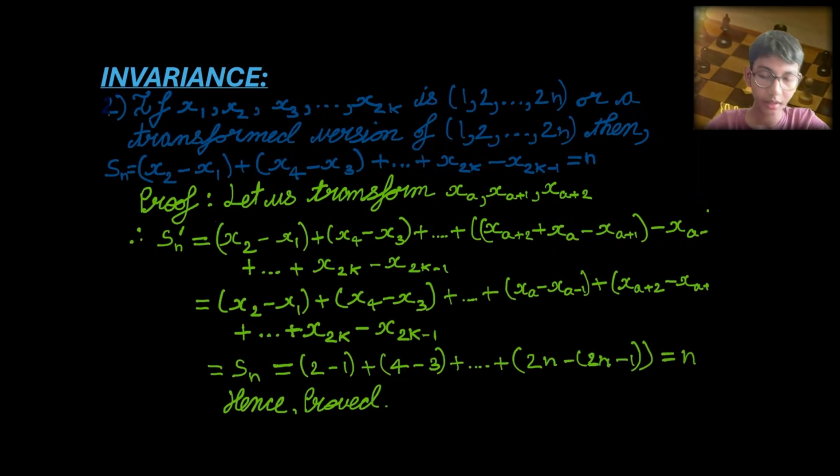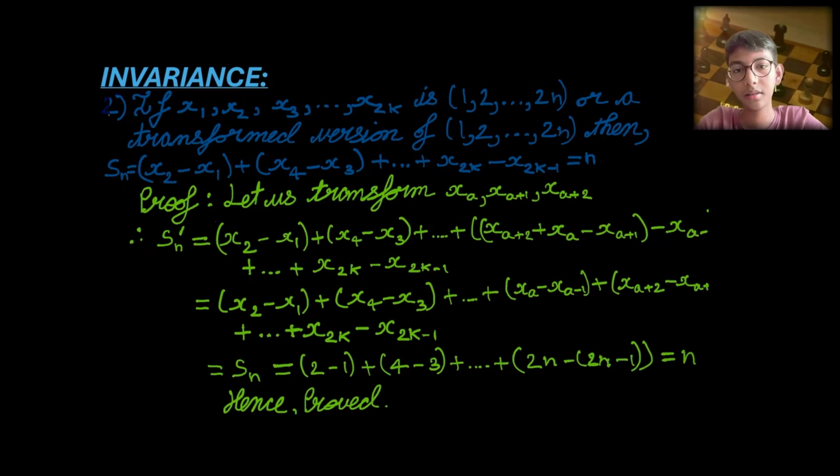The second invariant is that if x1, x2 till x2k are the numbers present in the sequence, then Sn equals x2 minus x1 plus x4 minus x3, and so on till x2k minus x2k minus 1, which should always be equal to n.